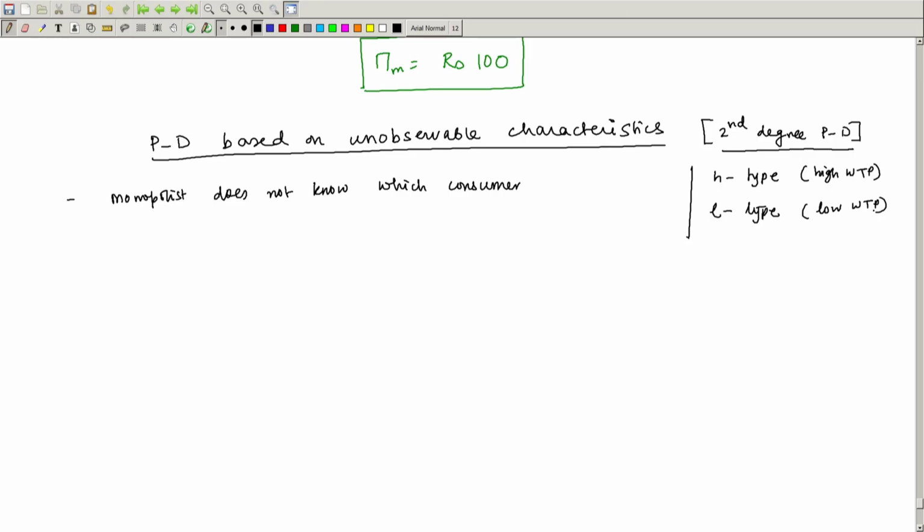So, the monopolist does not know which consumer belongs to which group. The consumers obviously know whether they are H type or L type. It is just that there is no distinguishing characteristic by which I can divide them, because if there were some observable characteristics, then I would have practiced third degree price discrimination. Okay. So, the monopolist does not know which consumer belongs to which group, which means that there is no specific distinguishing characteristic between the two groups.